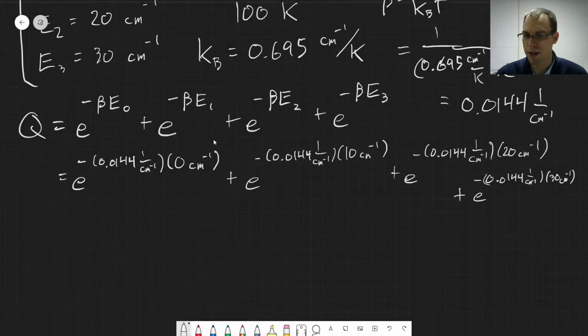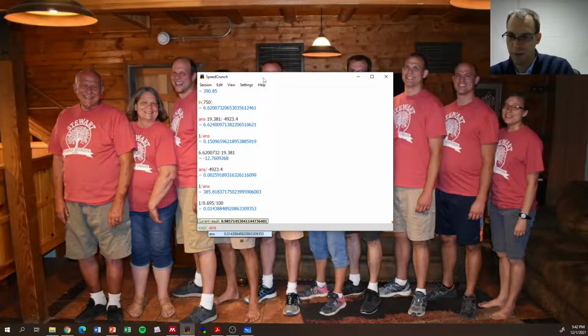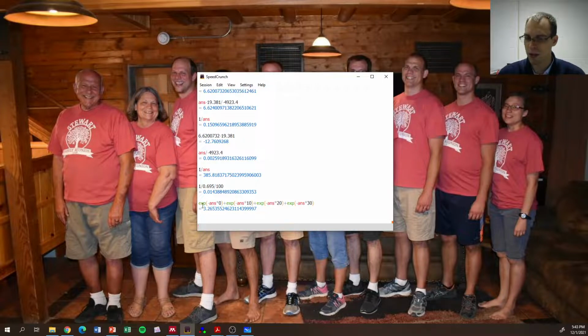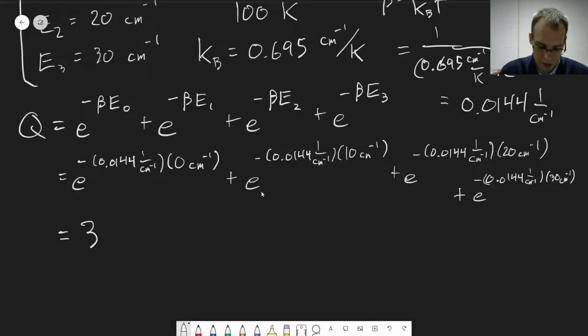Okay, so now we need to go ahead and plug this in to our calculator, which I'll bring up again. So we'll have 4 terms. We'll have the exponential of negative answer, where answer is the value of beta, times 0. So that just gives us 1, plus exponential of negative beta times 10, plus exponential of negative beta times 20, plus exponential of negative beta times 30. Okay, and so we do that calculation, we get this value here, which is 3.27. So our partition function is simply a number at the end of the day. It doesn't have units, and we will discuss in a little bit what this means.